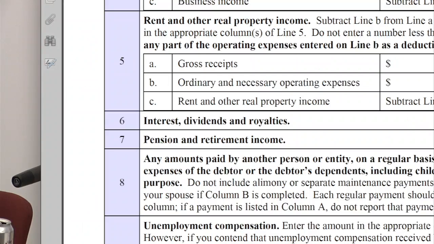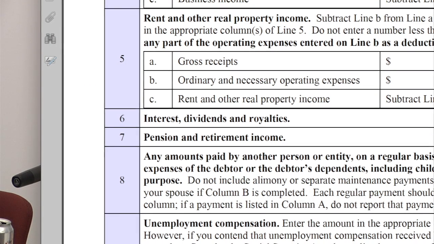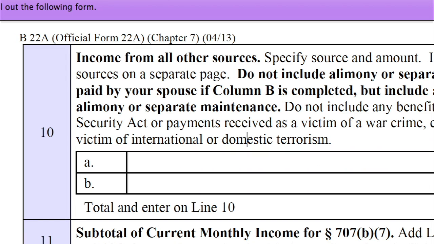Question 4, question 5, question 6, question 7, question 8, question 9, and question 10 are all questions designed to elicit answers showing what income the debtor receives on average on a monthly basis from all sources. Except for Social Security. Right. Social Security is not factored at all in the means test whatsoever.